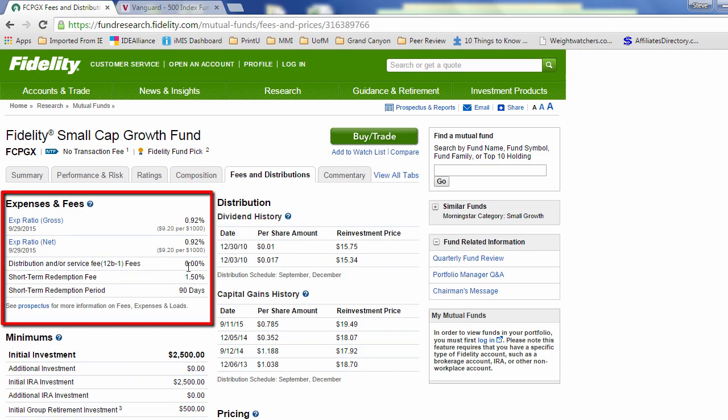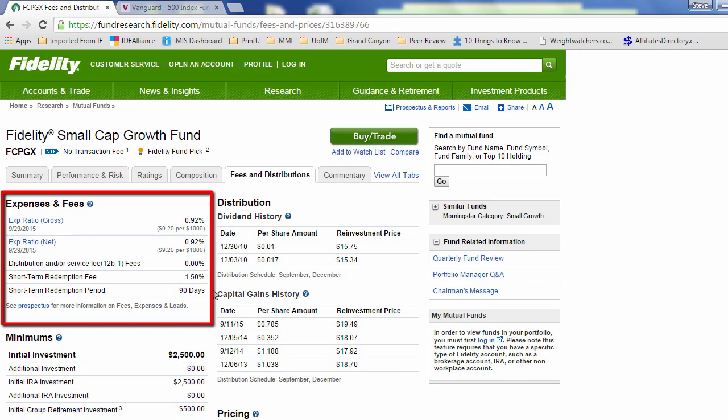And the whole idea of that, especially with small-cap stocks, is they don't want people going in and out of the fund. They want you to hold that fund for at least 90 days. Sometimes you'll see that even be longer, like a year. This is a summary of the expenses, but if I want to find more detail, I can look at the prospectus, and that's right here for more information on fees.